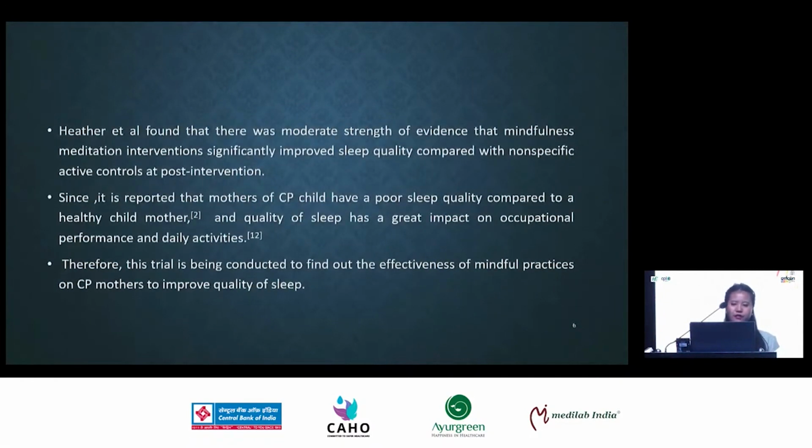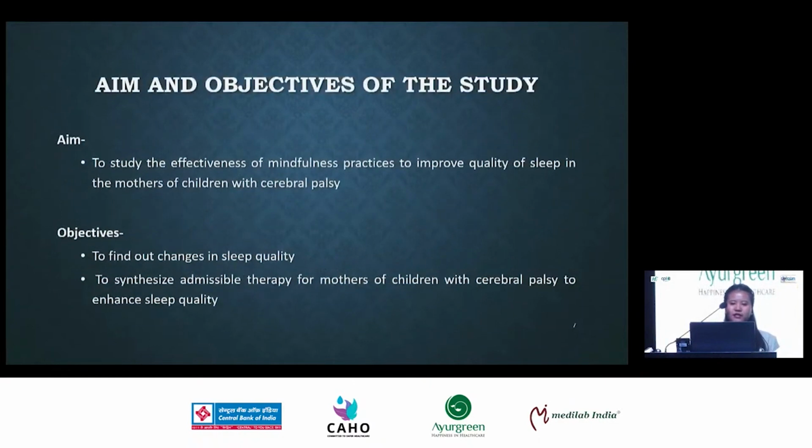Heather et al. found that there was moderate strength of evidence that mindfulness meditation intervention significantly improves sleep quality compared with non-specific active controls at post-intervention. Since it is reported that mothers of CP children have a poor sleep quality compared to mothers of healthy children, and quality of sleep has a great impact on occupational performance and daily activities, this trial is being conducted to find out the effectiveness of mindful practice on CP mothers to improve quality of sleep.